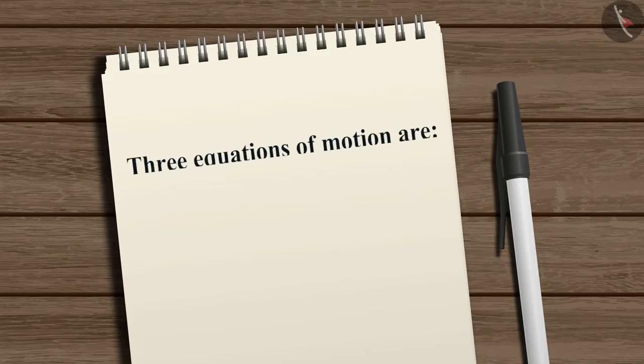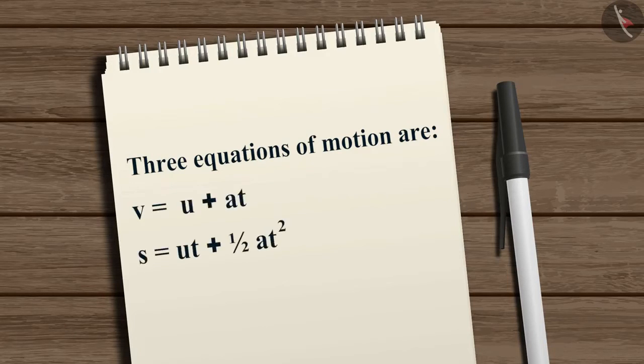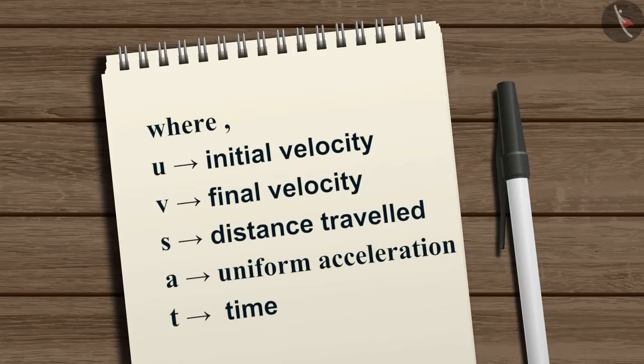The three equations of motion are v = u + at, s = ut + 1/2 at², 2as = v² − u², where u is initial velocity, v is final velocity, s is the distance travelled, a is the uniform acceleration, t is time.